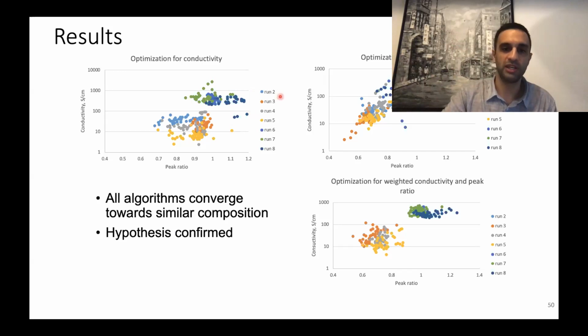And so that's what you see here as the runs go forth. You can see that the conductivity reaches pretty high values, up to 1200 Siemens per centimeter. And the peak ratio is an indicator of pi-pi interactions. And that also gives you high values close to one and higher than one. And indeed, we do get similar input compositions that give you high output conductivity. So that's actually pretty nice and something unique that you can do with machine learning.